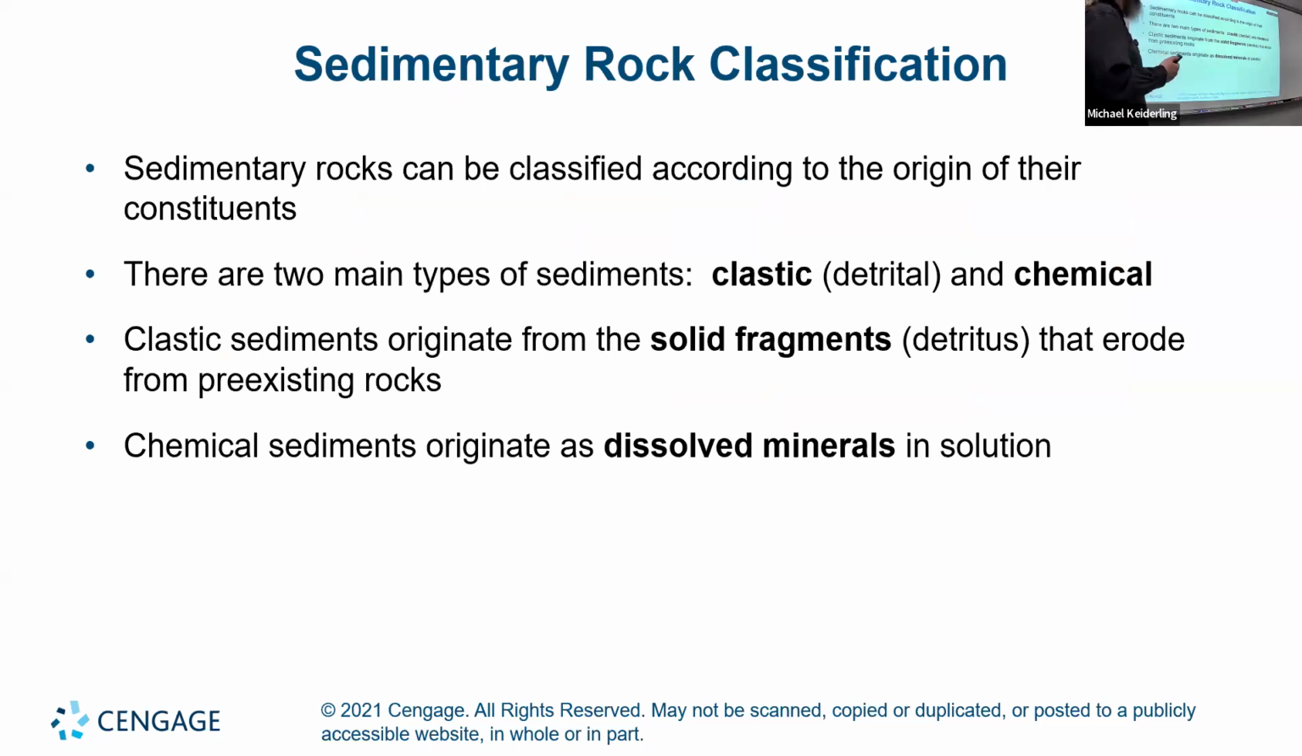Now, sedimentary rocks can be classified according to the origin of their constituents. There's two main types of sediments. There are clastic sedimentary rocks, which are made of little pieces of existing rock, the detrital rocks. And there are chemical sedimentary rocks. So clastic sediments originate from little pieces of rock, solid fragments, detritus that erode from pre-existing rocks. Chemical sediments originate as dissolved minerals in solution.